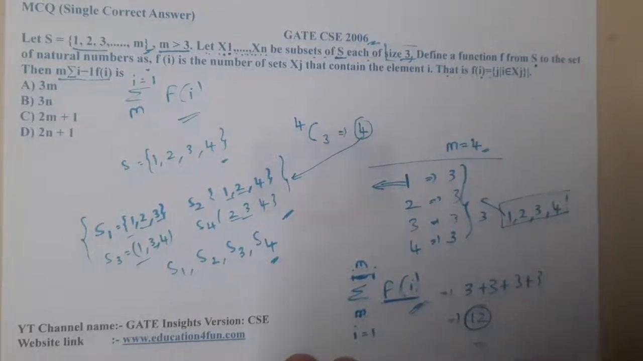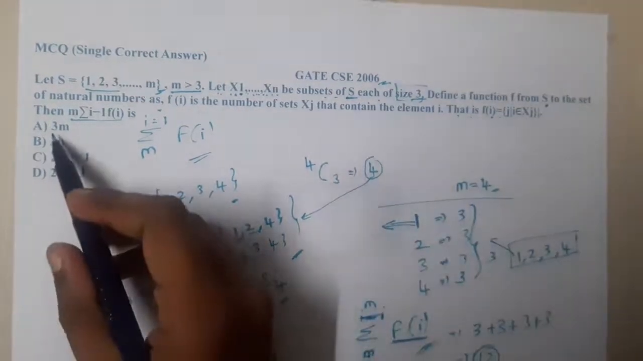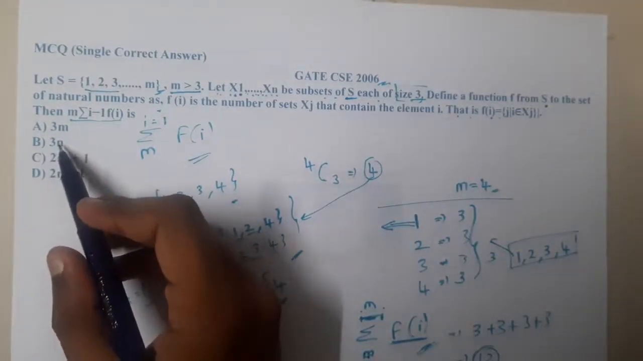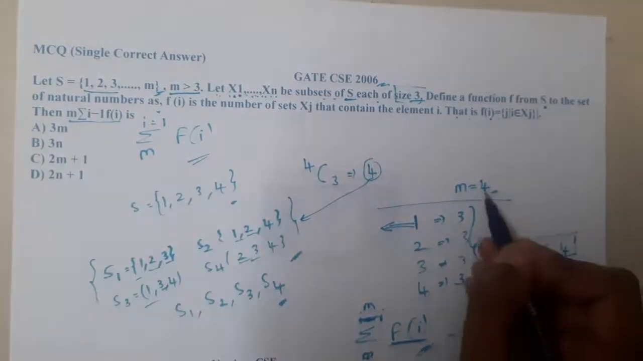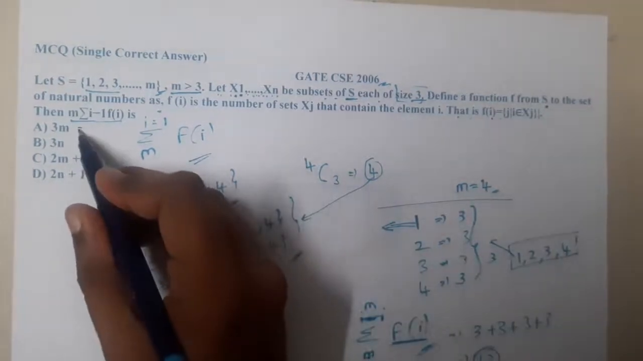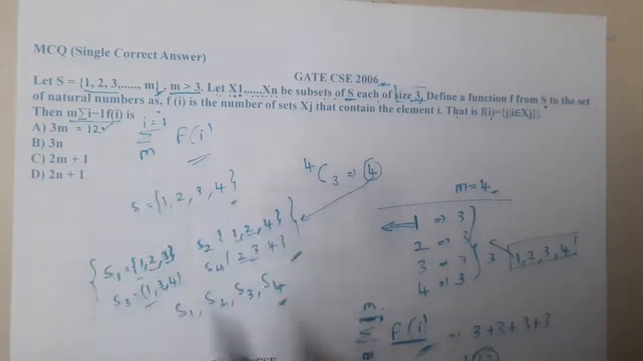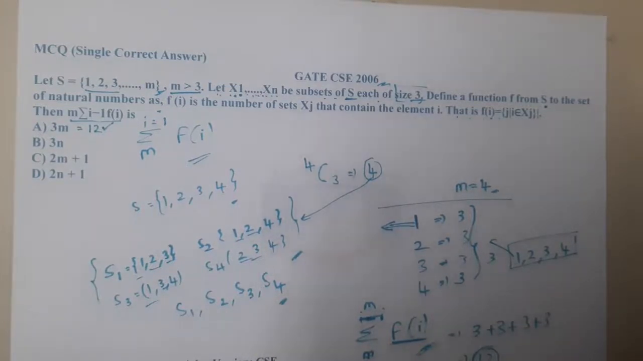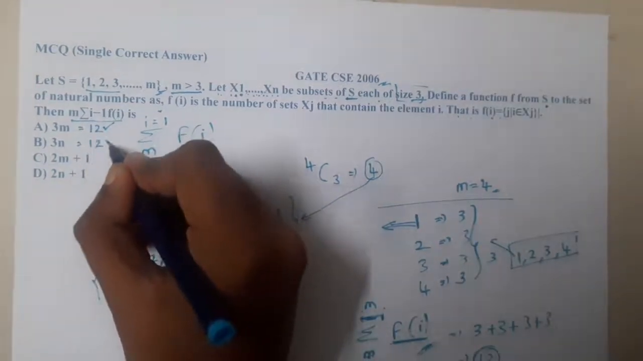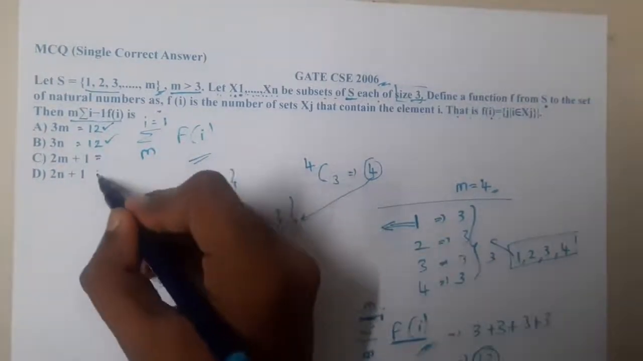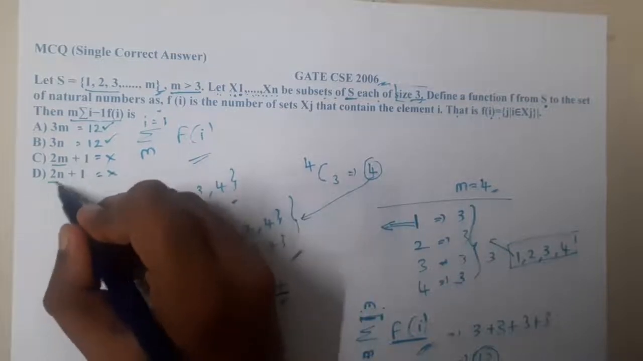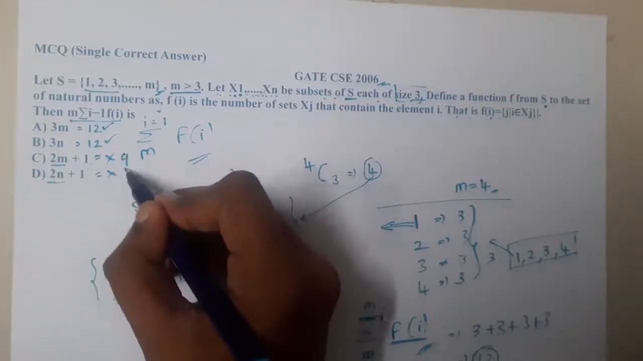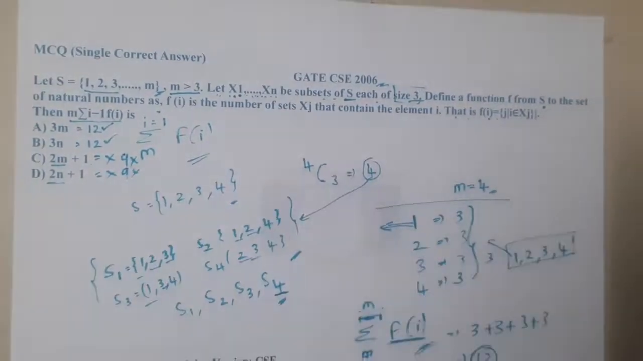So now let us check the options, guys. The first option says 3 into m. So what is our m value? It is 4. So this is equal to 12. This could be the potential correct answer, right? The second option says 3n. So this is also 4, and this is also saying 12. So any one of them could be correct. The next options are completely wrong because they are doing into 2 plus 1. Both of them will give the result 9, but both of them are wrong, right?